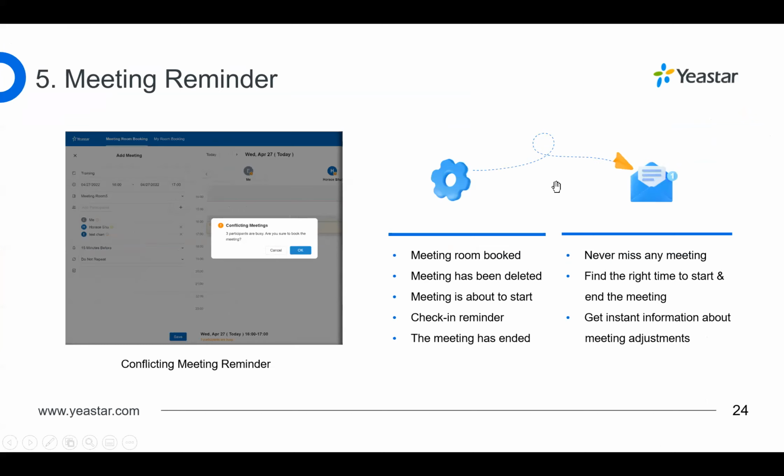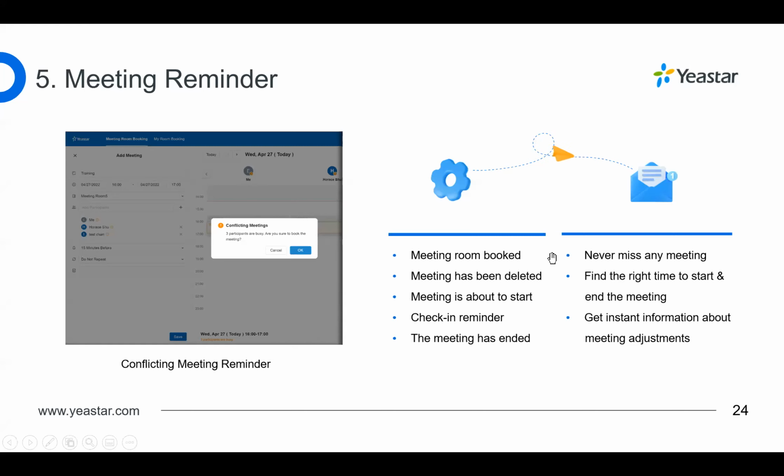And also for some events related to the meeting, it will send you a notification, but this is customizable. For example, meeting room booked successfully, a meeting has been deleted, or other events, you can customize it. You will also be able to receive notifications through email. So this is the meeting reminder feature, which makes sure you will never miss any important meeting anymore.